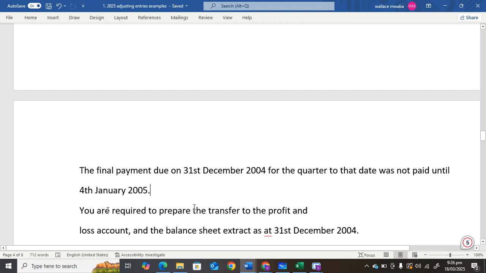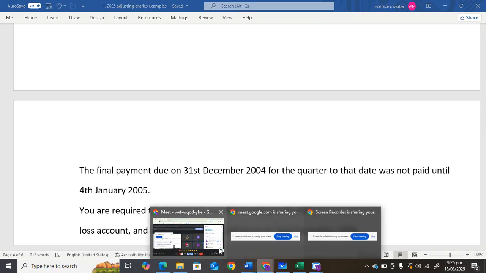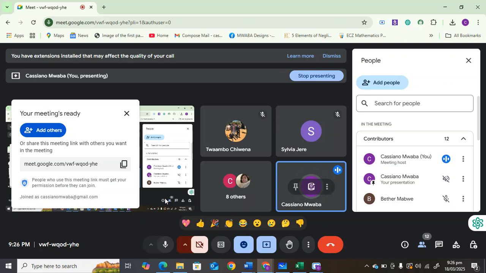So you are required to prepare the transfer to the profit and loss account and the balance sheet extract as at 31st December 2004. Colleagues, with this type of question, the first thing you have to ask yourself is how much should be paid in total for a year? Once you figure that out, you review how much has been paid, and then you determine the accrual. Rent is 6 million per quarter.